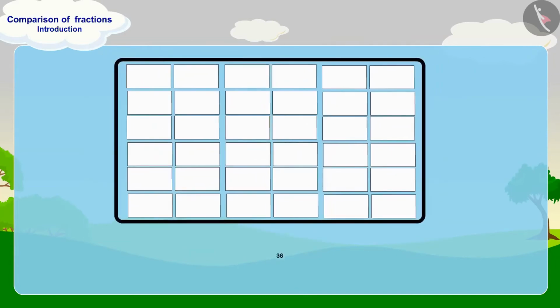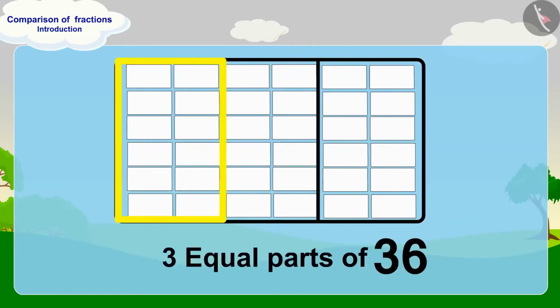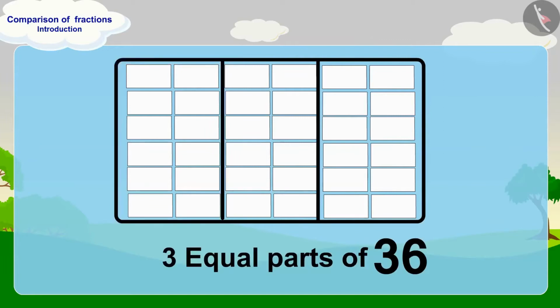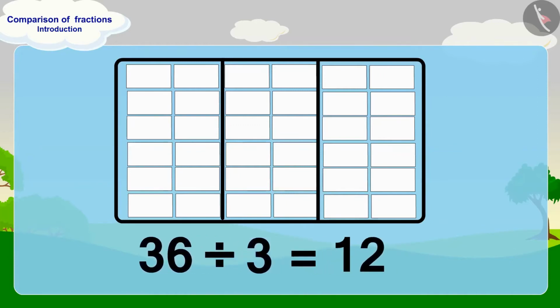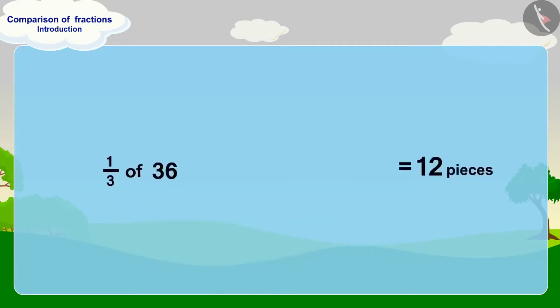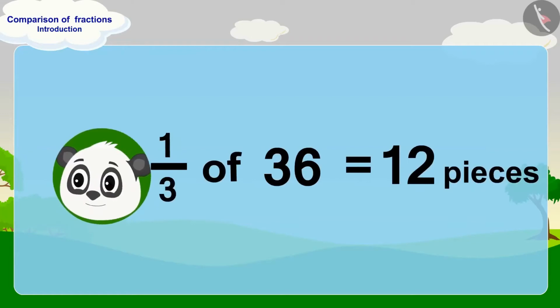Here we have 36 as the whole. If we make 3 equal parts of 36, then how many pieces will be there in each part? Absolutely right. 36 divided by 3, or 12 pieces. In this way, 1/3 of 36 is 12. Golu wrote his name on 12 pieces of paper.